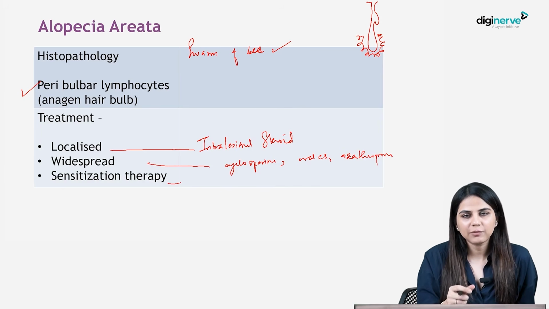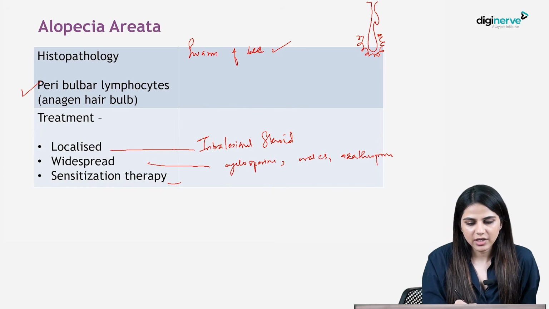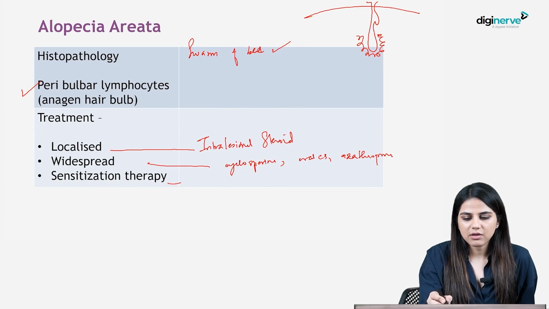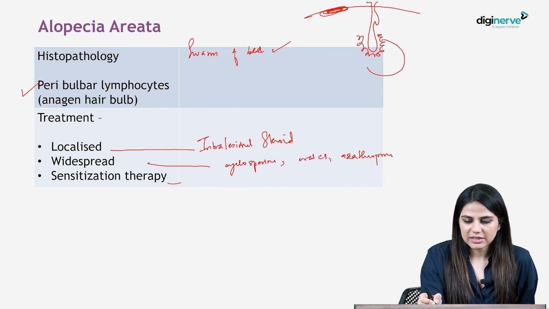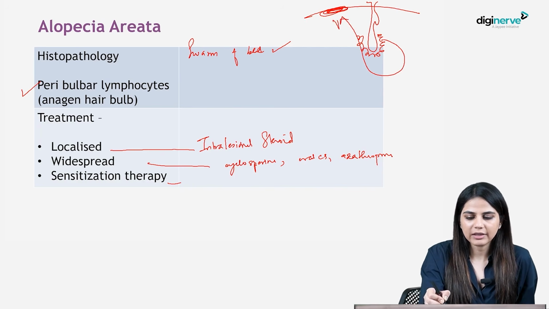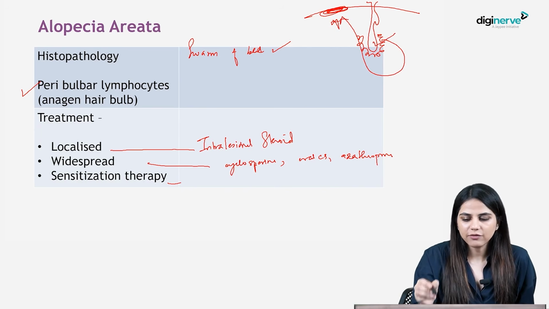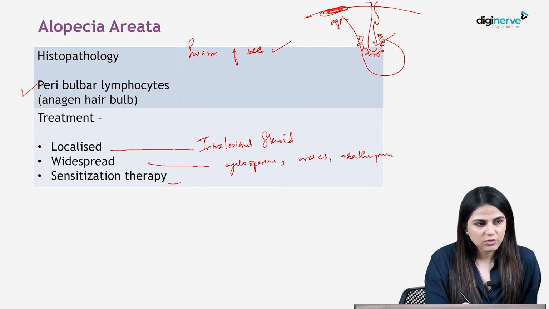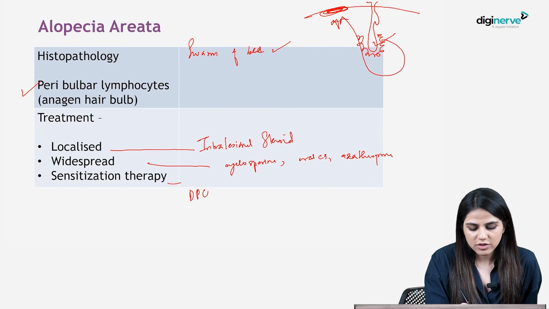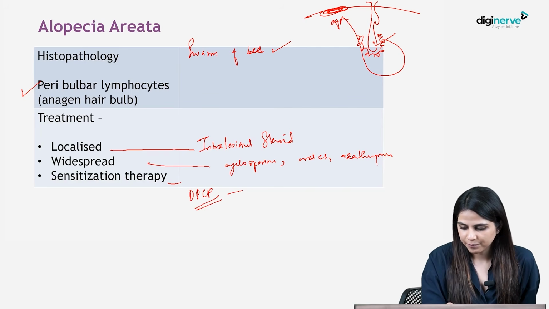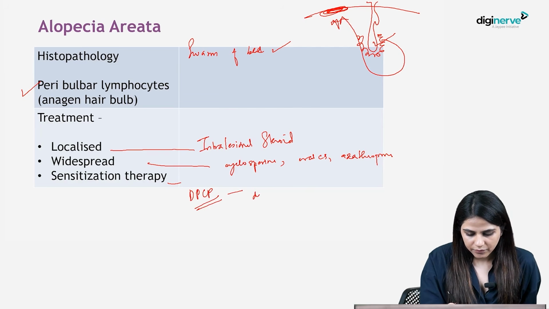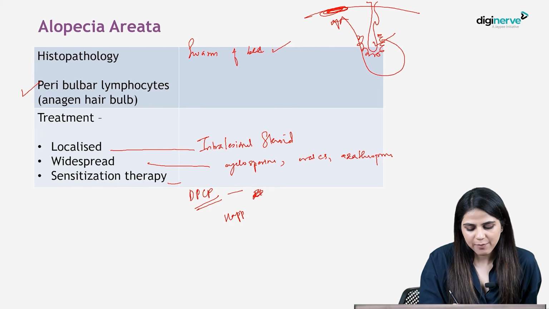There is a different type of therapy called sensitization therapy, where an irritant chemical is applied on the skin. The swarm of bees leaves the follicle alone and gets attracted here. So the hair follicle is not damaged. This is known as sensitization therapy. The agent used here is DPCP, and the regimen followed is Happle's regimen.